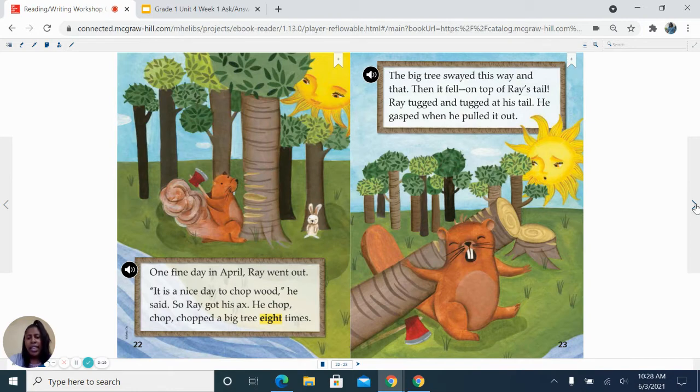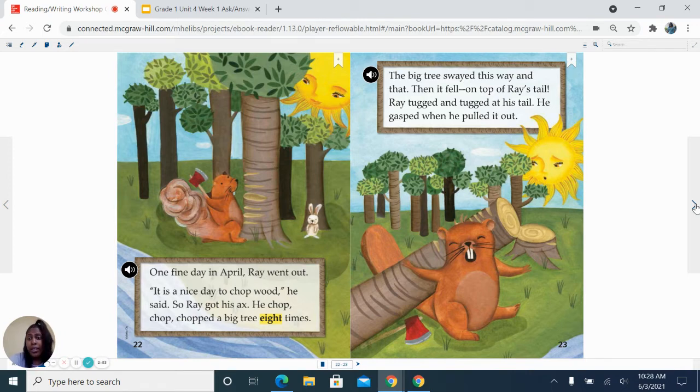One fine day in April, Ray went out. It is a nice day to chop wood, he said. So Ray got his axe. He chopped a big tree 8 times. The big tree swayed this way and that. Then it fell on top of Ray's tail. Ray tugged and tugged at his tail. He gasped when he pulled it out.